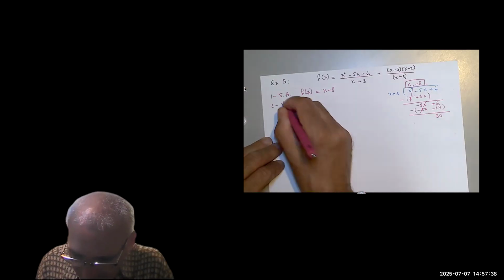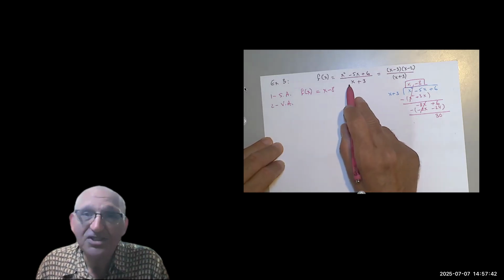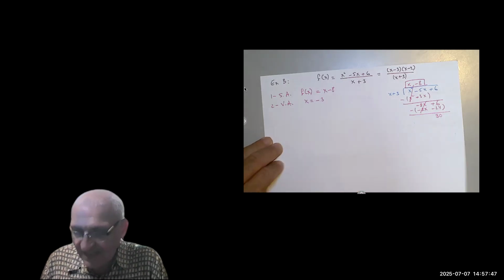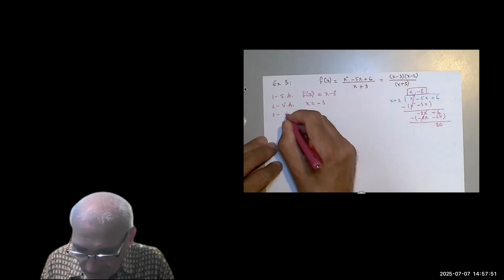Second, we find the vertical asymptote, what makes the denominator equal 0, which is x equals negative 3. So x equals negative 3. I don't have holes, so there is no number 3. No holes.